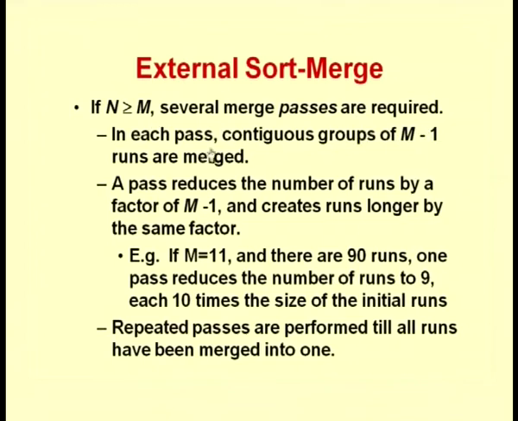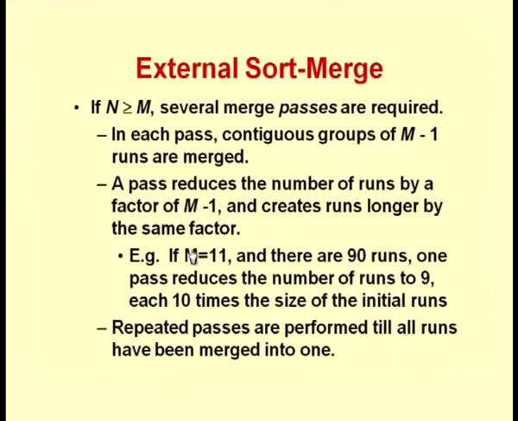In each pass, the contiguous groups of M minus 1 runs are merged. A pass reduces the number of runs by a factor of M minus 1 and creates runs longer by the same factor. If M is 11 and there are 90 runs, one pass reduces the number of runs to 9, each 10 times the size of the initial runs. Repeated passes are performed till all runs have been merged into one. So, that is what you do.